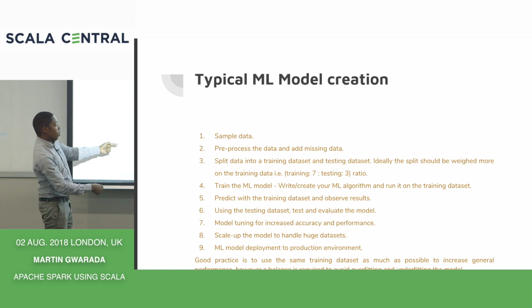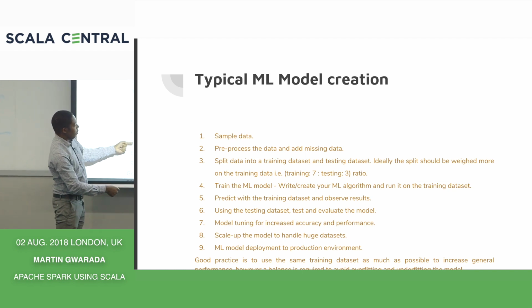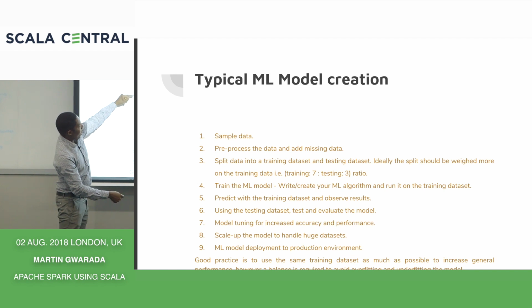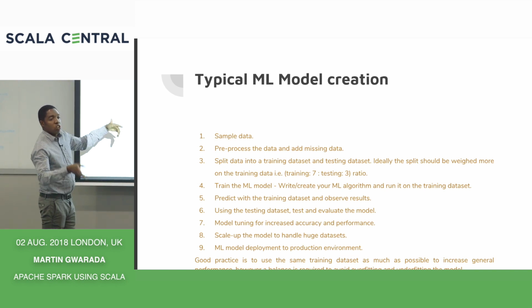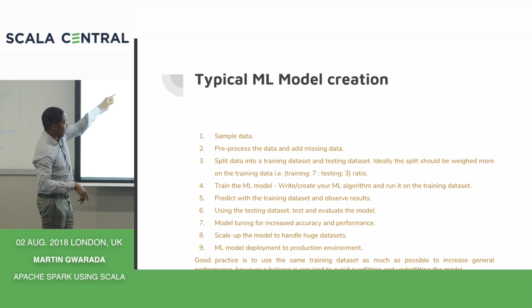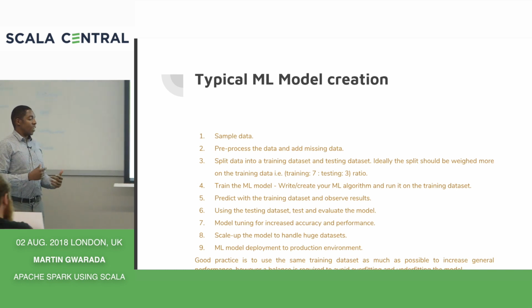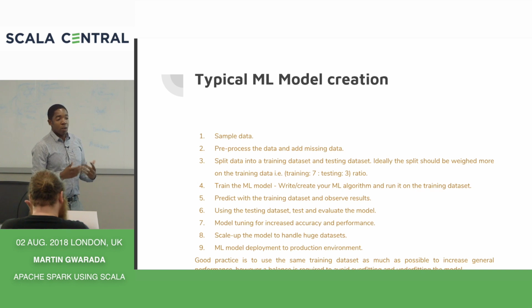Where you're tuning your model, you're going back again to number 3. So you split again if you've got more data, and you follow that time and time again until finally you're happy that your model is giving you good enough accuracy.